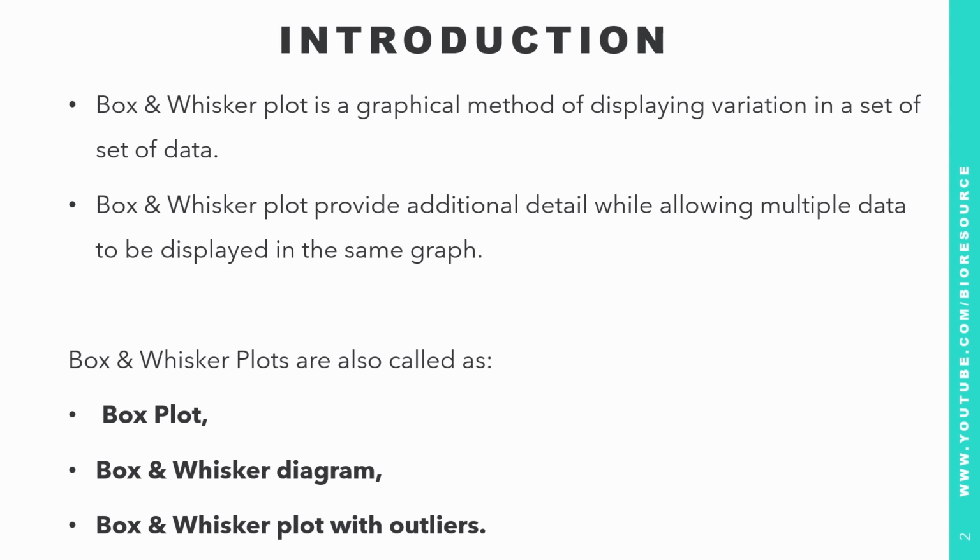The box and whisker plot is also called the box plot, box and whisker diagram, and the box and whisker plot with outliers. The box plot visually shows the distribution of numerical data and skewness through displaying the data quartiles or the percentiles and averages.